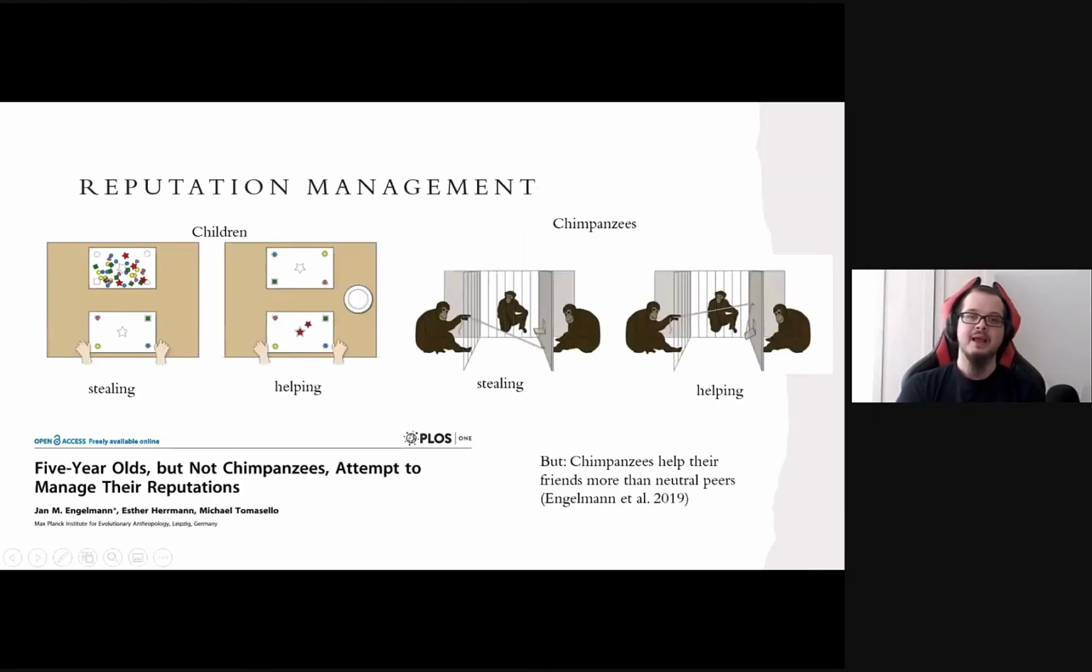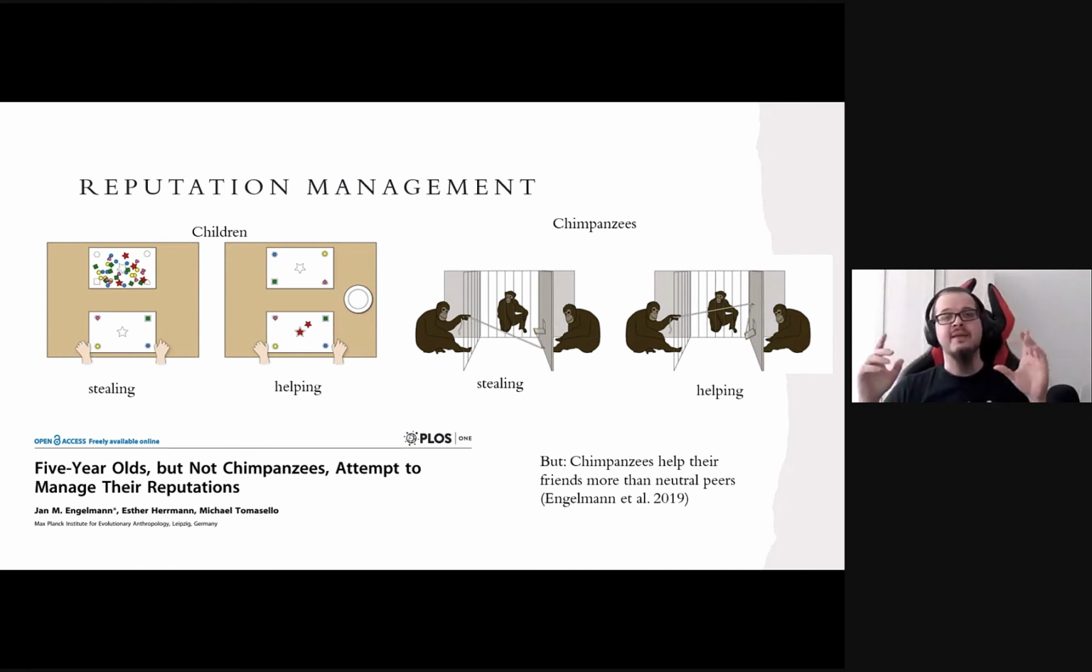Next slide. Regarding reputation management, we have data that in 5-year-olds we can see reputation management. Here you have a setup where children have to complete a puzzle, and you see there's a star in the middle. In the stealing condition, to complete their puzzle, they needed to steal part of the stars from another child's puzzle, and the child wasn't in the room. In the helping condition, they had one additional star on their puzzle, and they could give it to the other child's puzzle, although the child was not in the room.